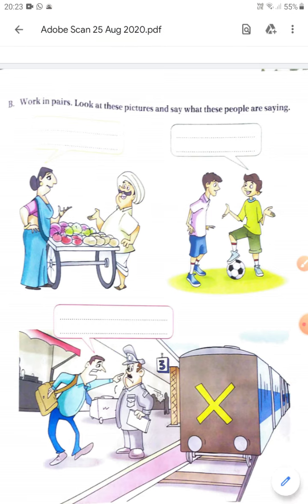Oh, it's a big guard or TT. So he is saying, because of you I missed my train. That's how it seems, right? This person is angry and saying, oh, because of you I have missed my train. Okay. So answers you will fill in the worksheet.